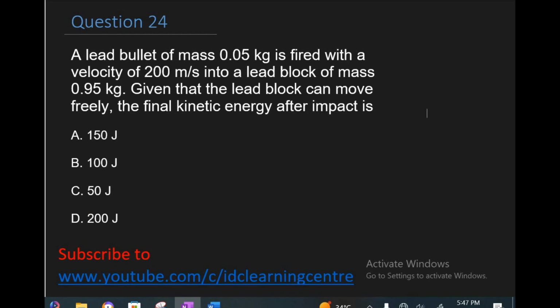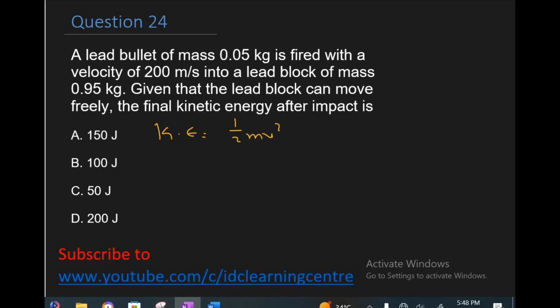The next question says, a lead bullet of mass 0.05 kilogram is fired with a velocity of 200 meters per second into a lead block of mass 0.95 kilogram. Given that the lead block can move freely, the kinetic energy after impact is? So we have two masses here, but only one velocity. And remember, the formula for our kinetic energy is KE equals half mv squared.